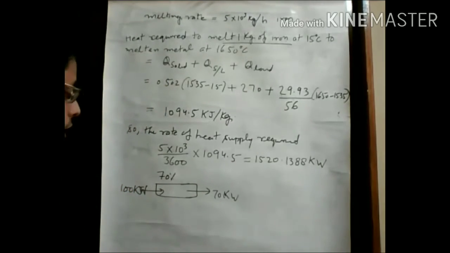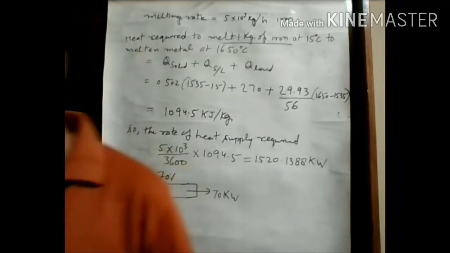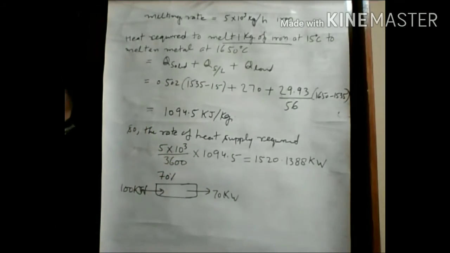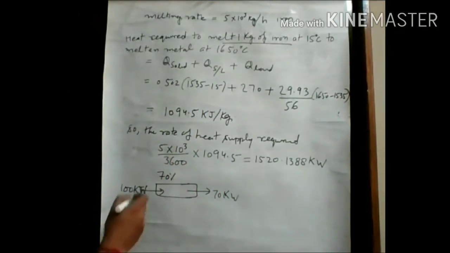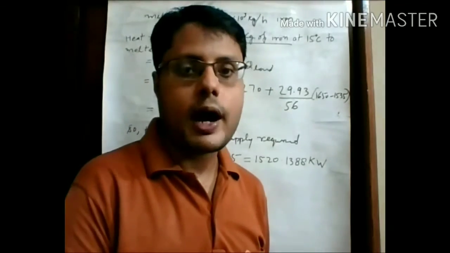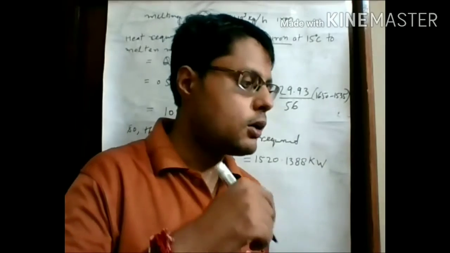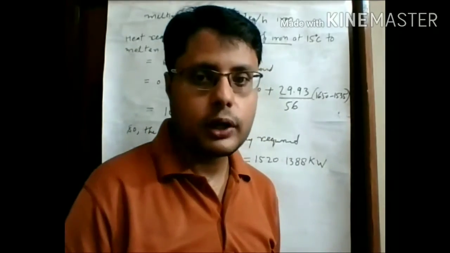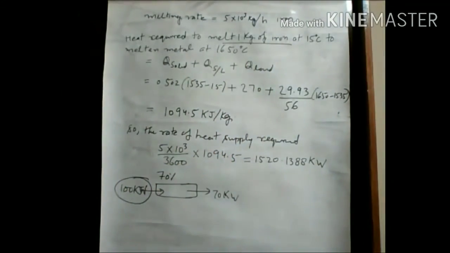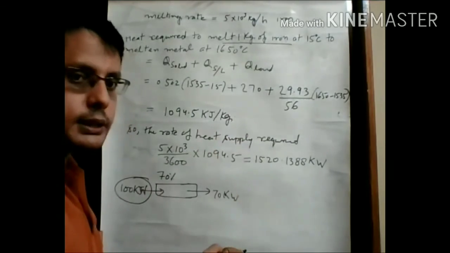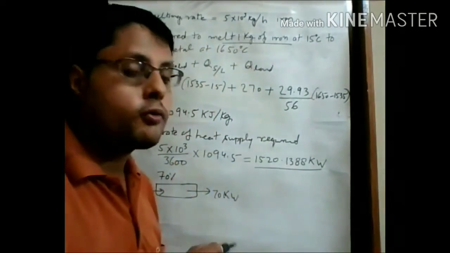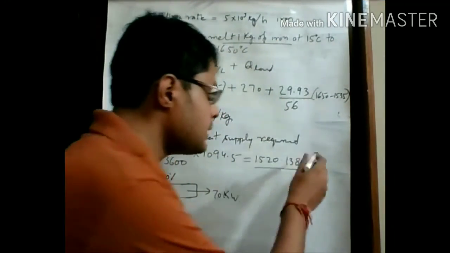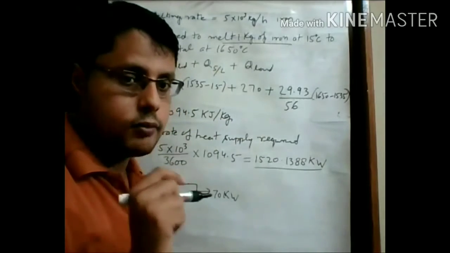So what is the problem? The problem is that we need the rating of the furnace. That means how much electricity we have to provide to this furnace to fulfill this whole process. We know that for completing this process, we need 1520.1388 kilowatt of heat. That means this amount of heat per unit second is needed.